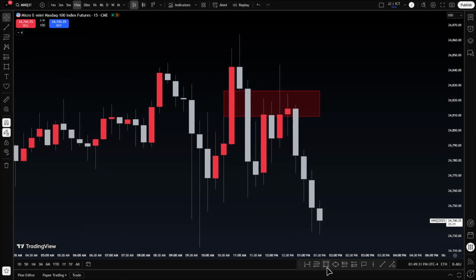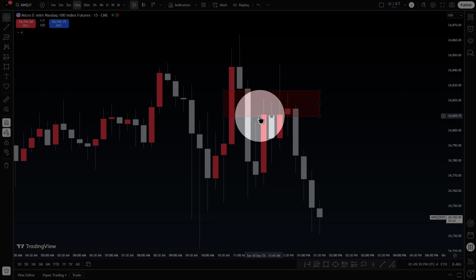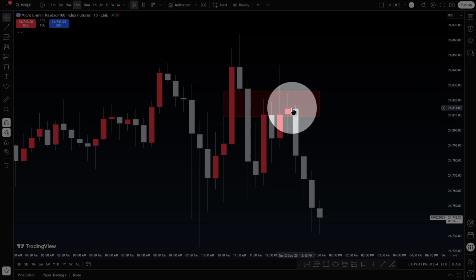Now, there's another PD array that's right here. It wicks up into this rejection block. From here to here, that's a rejection block. Wicks up into it, returns back into the inversion, and stays below what? Below what? Lower quadrant and consequent encroachment.